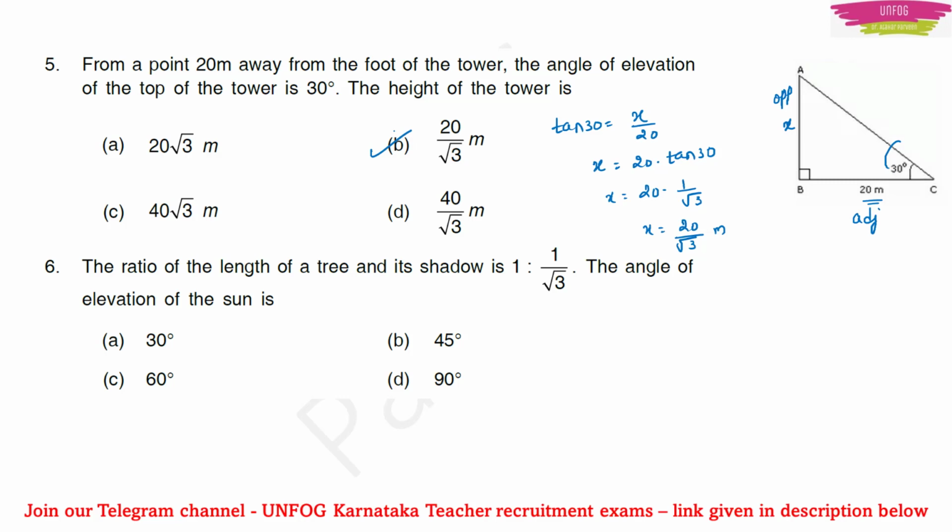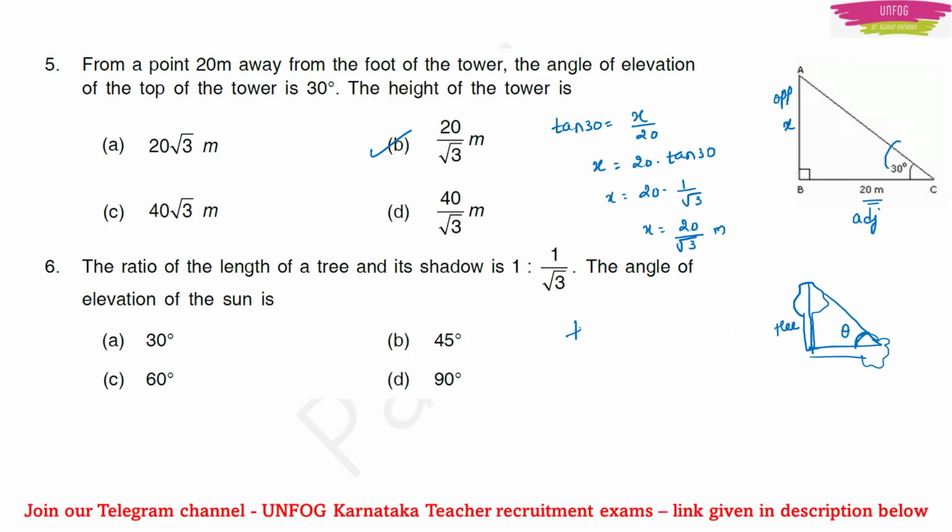Next, question number 6. The ratio of the length of a tree and its shadow is 1:1 by root 3. The angle of elevation of the sun is. So what you can do here is, this is your tree. The length of the tree and its shadow. So how will its shadow be? Shadow will be like this. The angle of elevation of the sun you have to find. This will be your theta. You have to find it.